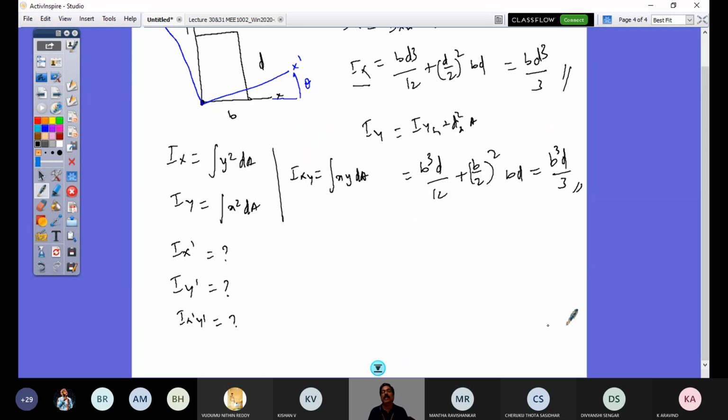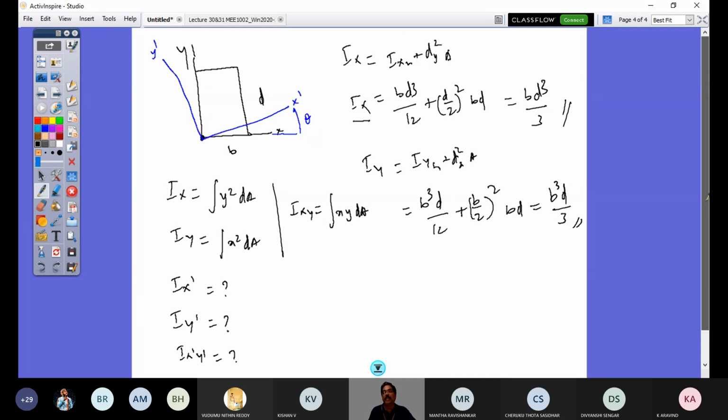Is that clear so far, what I explained? Anybody has any doubt? Divyanshi, you have any doubt? Venkat, Satvik? No, sir. No doubt.